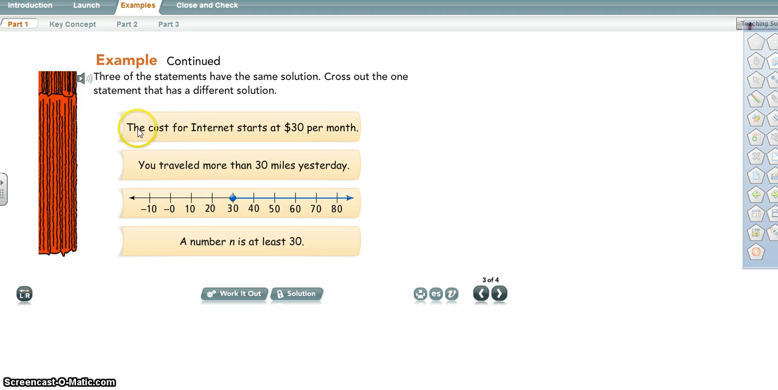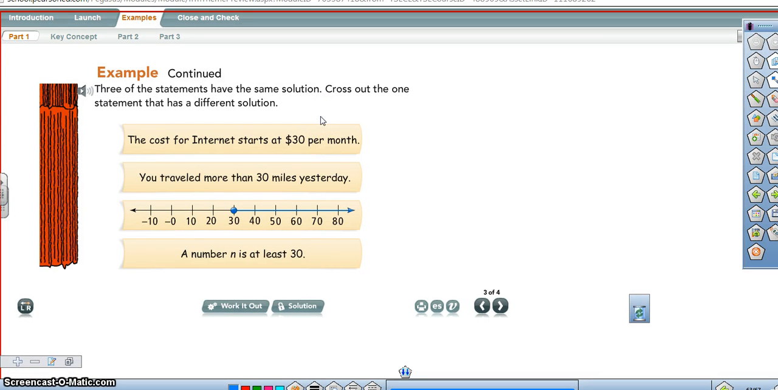Okay, so on the first one, the cost for internet starts at $30 per month. That's the starting amount, so it means it's going to keep going from there. That means that we can have numbers that are greater than 30. We don't really have to use a certain variable. We could stick with n like we had before, or maybe you want to use c for cost. But our cost can be $30. That's a starting price. It can be exactly $30, or it can keep going to be more. So the cost is greater than or equal to 30.